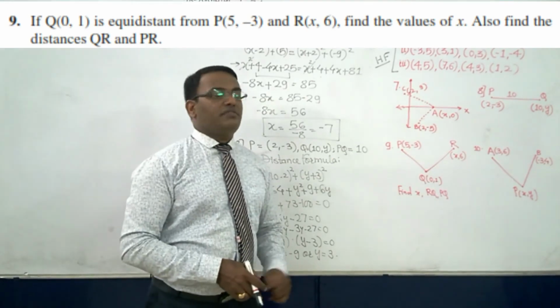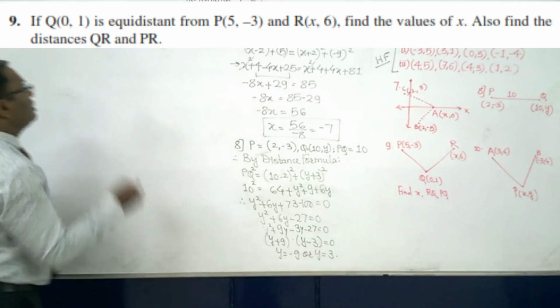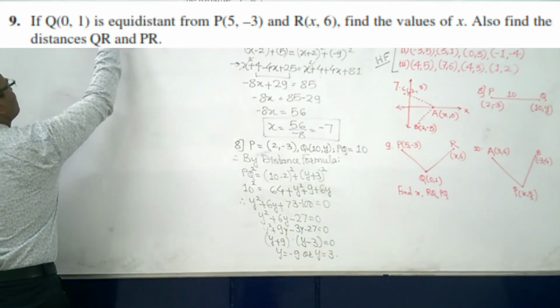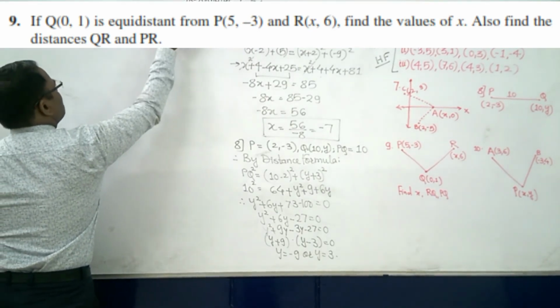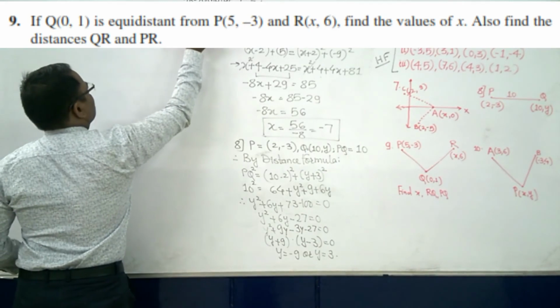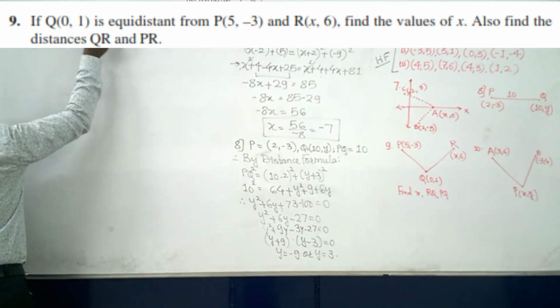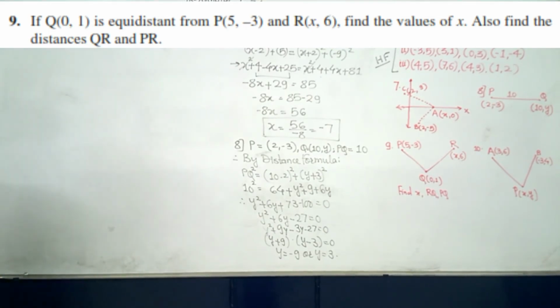And moreover, it is given that PQ is equal to RQ. Okay, so what is given? PQ is equal to RQ. So by distance formula, again same thing. So what is PQ square? RQ square.